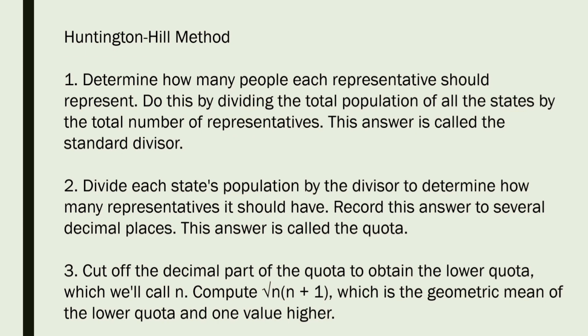Second, divide each state's population by the divisor to determine how many representatives it should have. Record this answer to several decimal places. This answer is called the quota. Third, cut off the decimal part of the quota to obtain the lower quota, which will be called n. Fourth, compute the square root of n times n plus 1, which is the geometric mean of the lower quota and the value one higher.